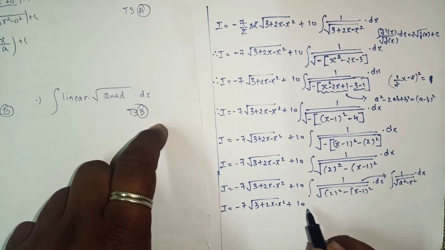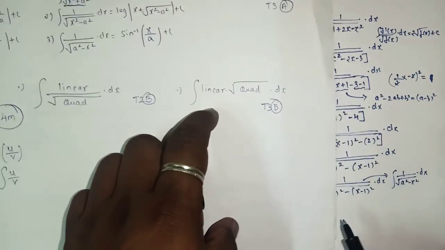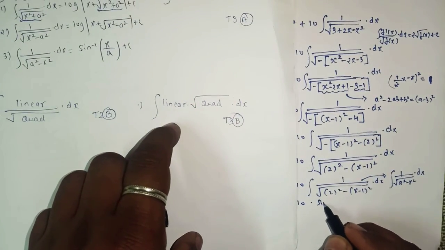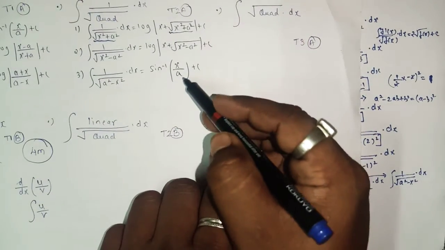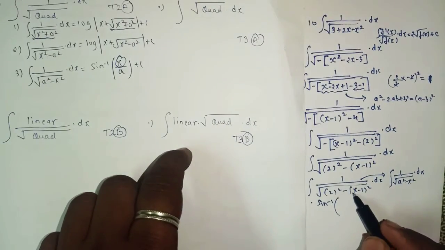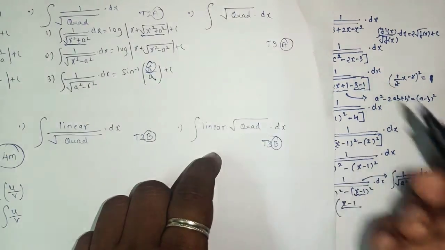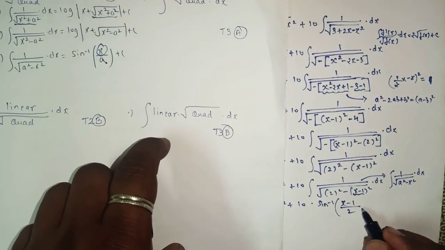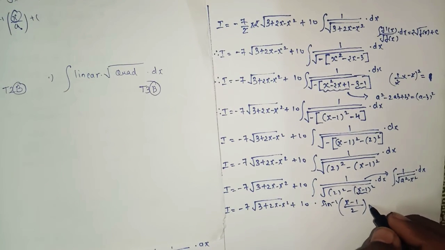So plus 10, it is in the form of 1 upon root a square minus x square. It says that sine inverse x upon a. What is there in place of x? It is x minus 1 upon a. What is there in place of a? It is 2. So compared with both the integral sections, so now we can write plus c here.